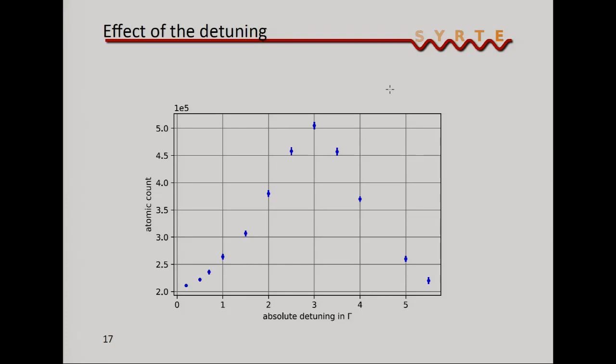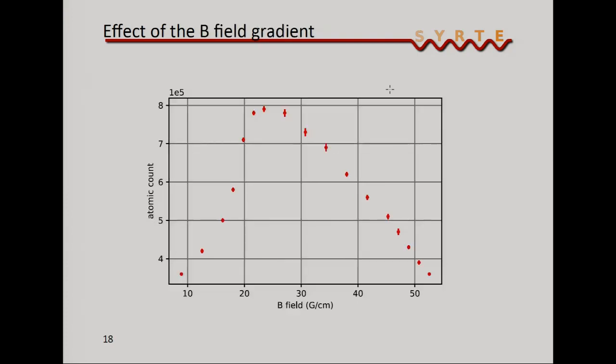So the second parameter was the magnetic field gradient here in the x-axis. And the same principle was observed. We had a maximum here, and we decided to operate the 2D MOT at this level. So the figure was not symmetrical, by the way.